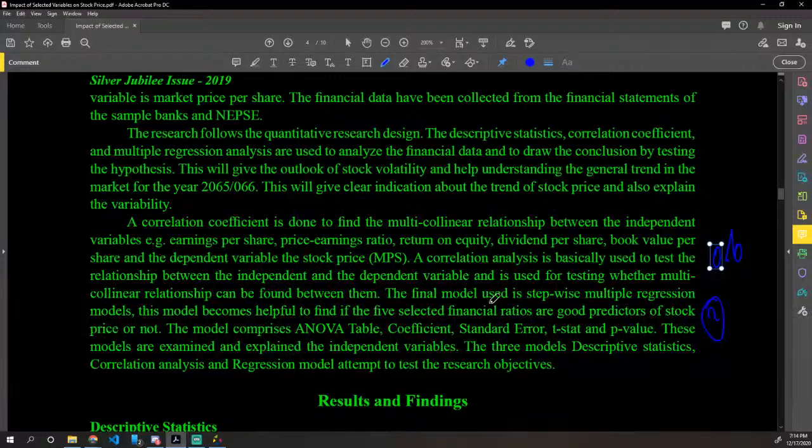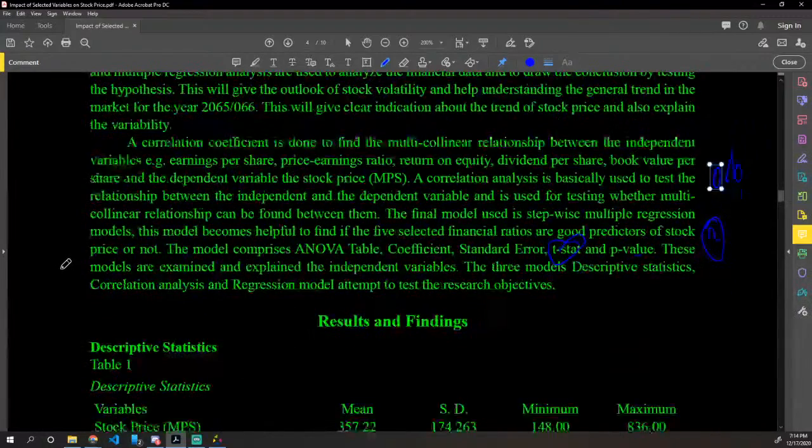The model used is the stepwise multiple regression model. The model becomes helpful to find out whether the variables are good predictors of stock price or not. The model comprises coefficients, standard error, t-stat, and p-value, and these models are examined and explained. The three models, descriptive statistics, correlation analysis, and regression model, are used to test the research objective.